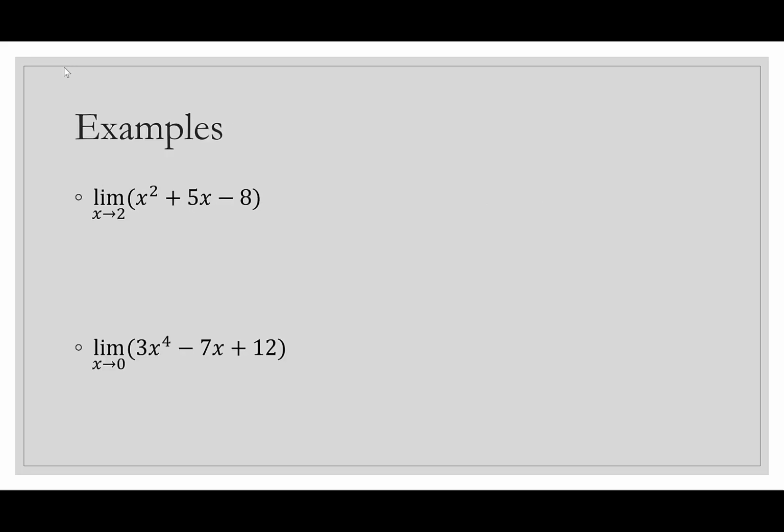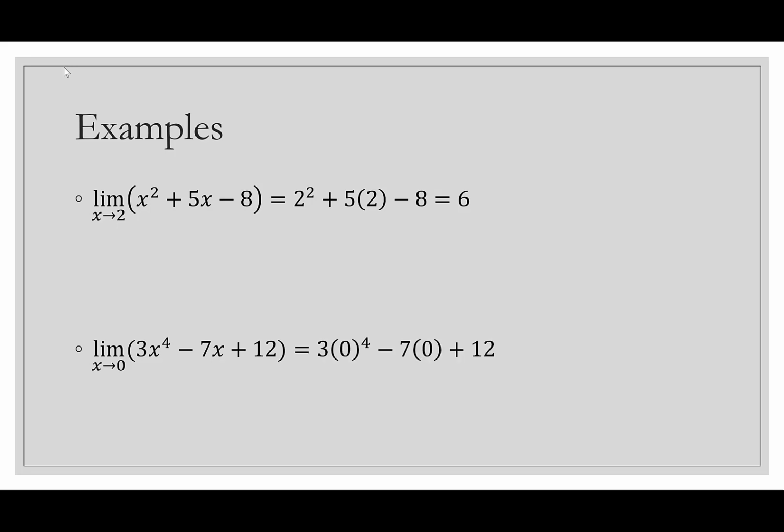Let's try that. The limit as x goes to 2 of x squared plus 5x minus 8 will be 2 squared plus 5 times 2 minus 8. We plugged in the value of 2 everywhere it said x. You could grab your calculator or do it in your head, whatever makes you happy, and that will give you 6. Also, just a little bit different polynomial, the limit as x goes to 0 of 3x to the 4th minus 7x plus 12. I plug in 0. So I have 3 times 0 to the 4th minus 7 times 0 plus 12, which is 12.